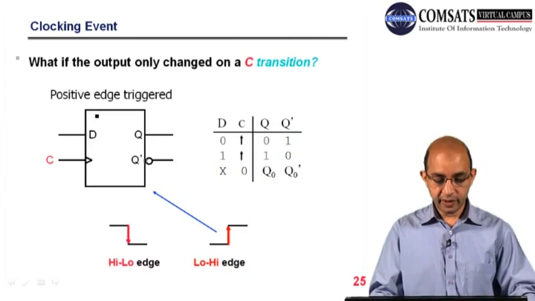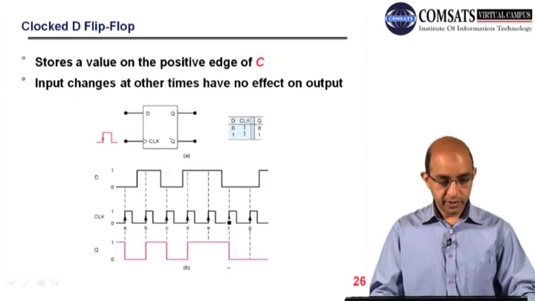Here you can see that we have a positive edge triggered flip-flop, which we already discussed. But the difference over here is that we want to show the edge, how the transition occurs: high to low, and low to high.